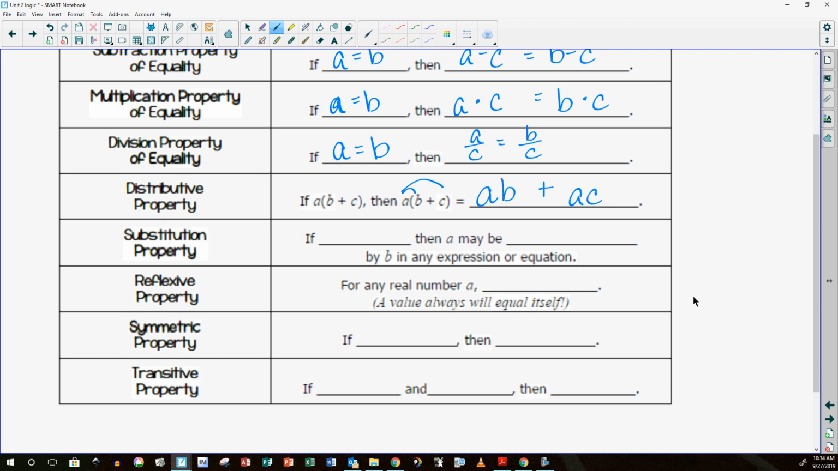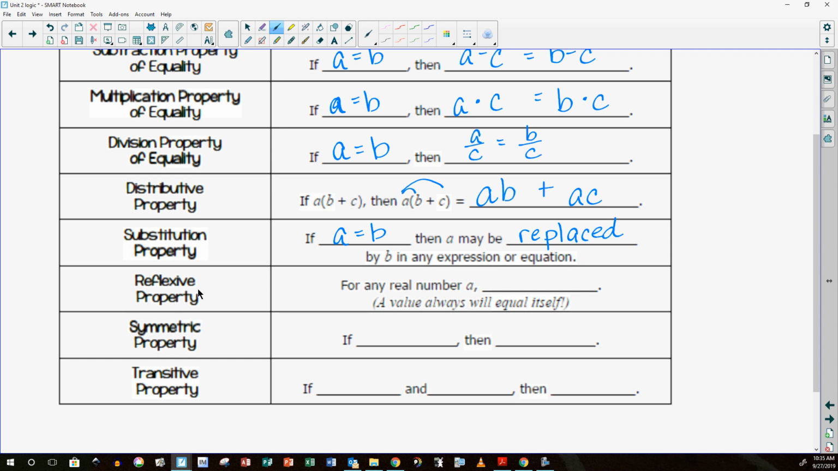Substitution. If A equals B, then A may be replaced by B in any expression or equation. So for example, if you go out to dinner and you order a Coke and they say, I'm sorry, we don't have Coke, we have Pepsi, you substitute Pepsi for the soda that you wanted. You just replace it. Or water or tea or whatever. You're still not getting what you ordered, you're replacing it with something else, okay?